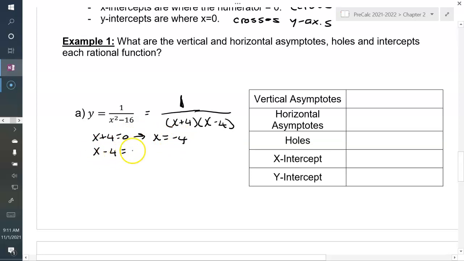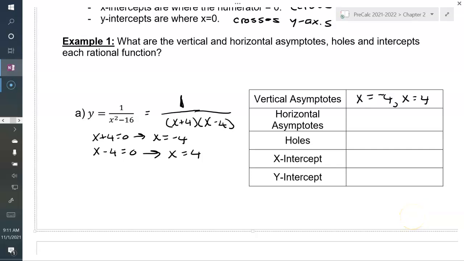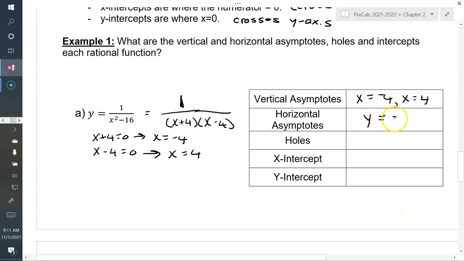x minus 4 equals 0. That gives me x equals 4. So my vertical asymptotes are at x equals negative 4 and x equals 4. Horizontal asymptotes, inspect the degree. My numerator has a smaller degree than denominator. So my horizontal asymptote is at y equals 0. Holes, nothing cancels, so there are no holes.